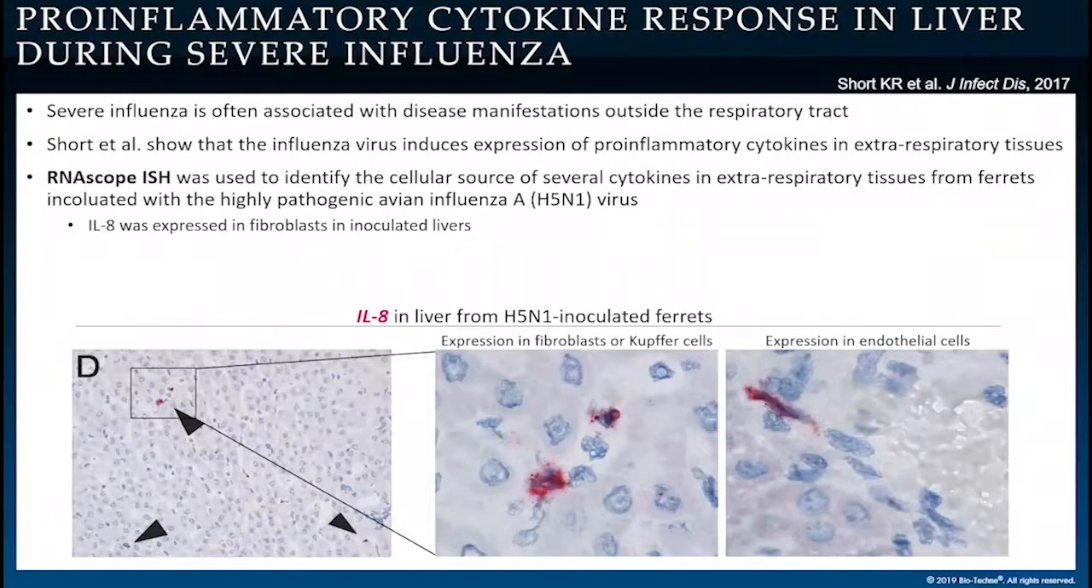This particular paper is from Erasmus Medical Center and studies the pro-inflammatory cytokine response in the liver during severe influenza. Pro-inflammatory cytokines can be detected in the lungs and blood of infected patients, but the role of extra-respiratory organs in the production of these cytokines is unknown. In this particular study, they used ferrets as their gold standard for studying human influenza. This is a really important paper highlighting our probe design strategy.